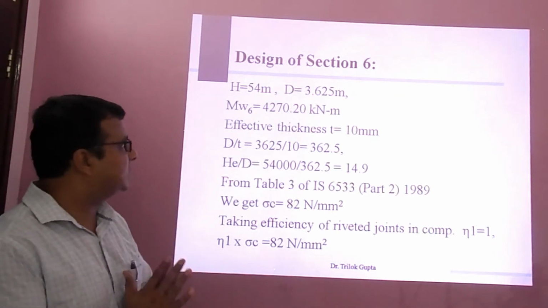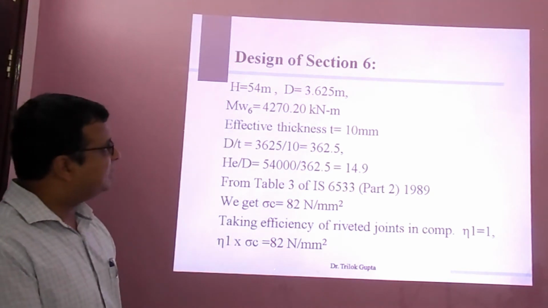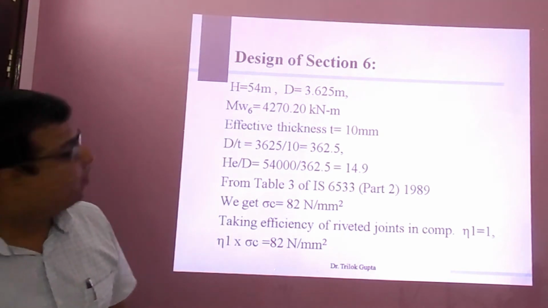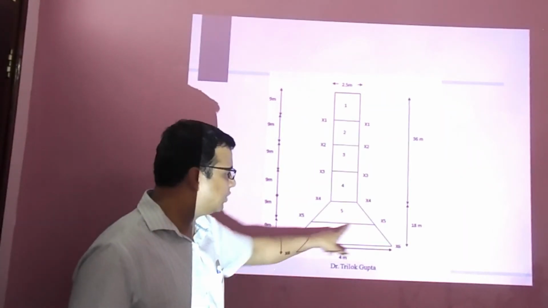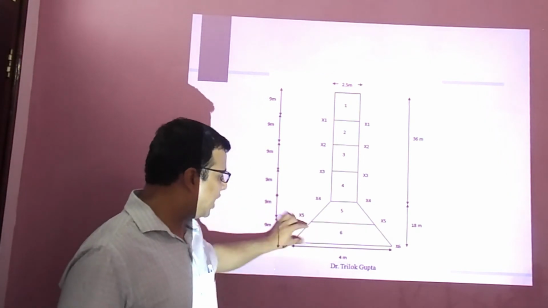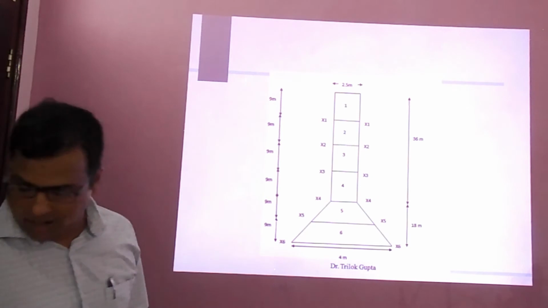Now for section 6, we have taken an average diameter of 3.625. How have we taken it? Here the diameter is 4 meter, and here it is 3.25. So we have taken the average of these, so this will be 3.625.